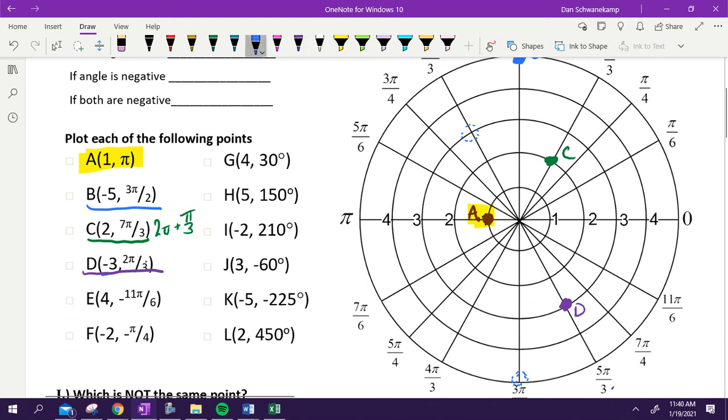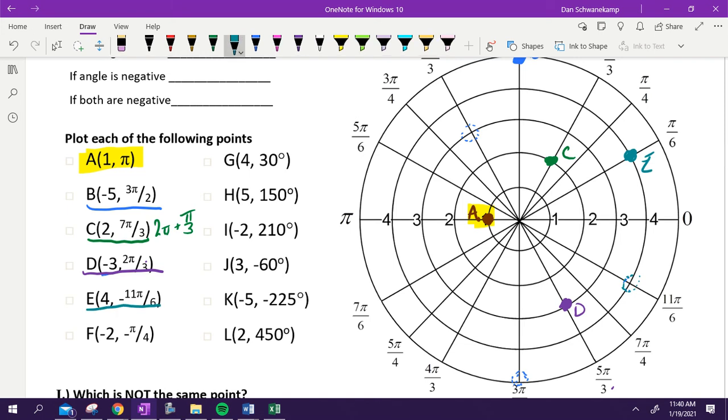Letter E, 4, negative 11 pi over 6. So obviously I'm on the fourth ring, but a negative 11 pi over 6, here would be 4, positive 11 pi over 6, but it's not going here. What do I do with a negative angle? Go the other way. So 11 pi over 6 is like going this way around. If I go negative 11 pi over 6, it's like going the opposite way around. What angle is the same thing as negative 11 pi over 6? Pi over 6. This is where letter E is going to go.